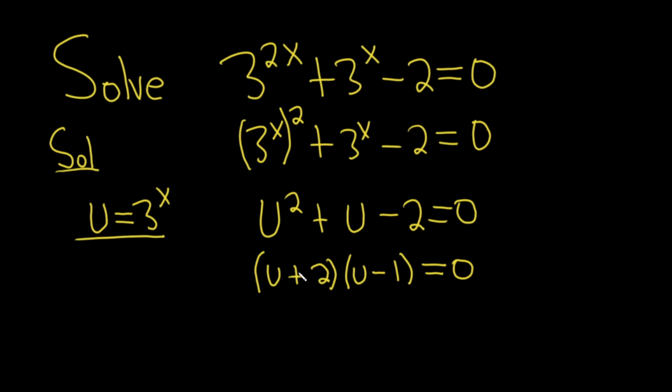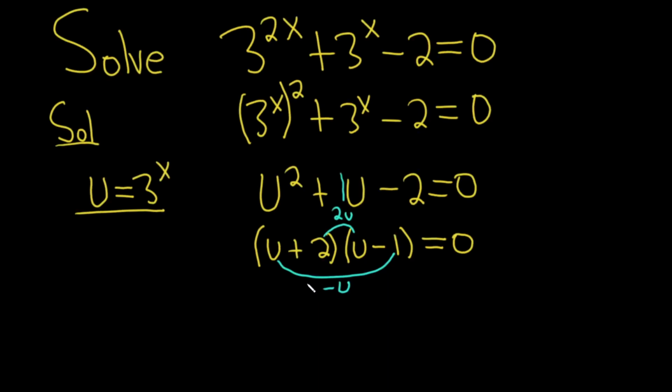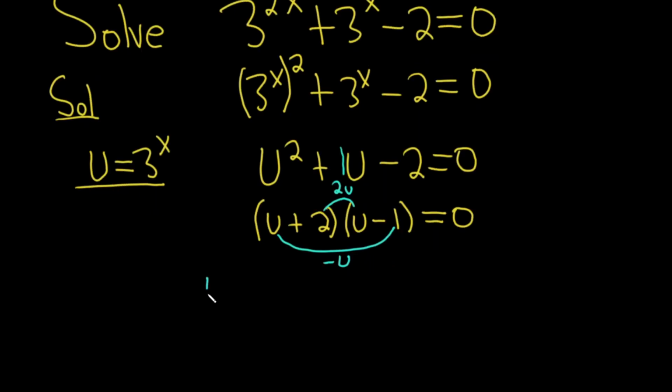Let's check that. U times u is u squared. The inside piece here gives you 2u. The outside piece gives you negative u. When you add the inside and the outside, 2u plus negative u, you get 1u, which is the middle piece. And 2 times negative 1 is negative 2. So everything looks good.